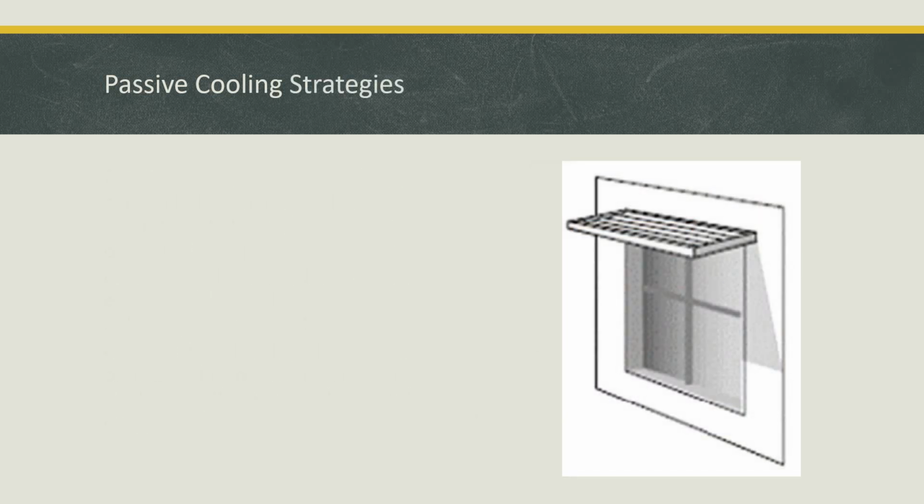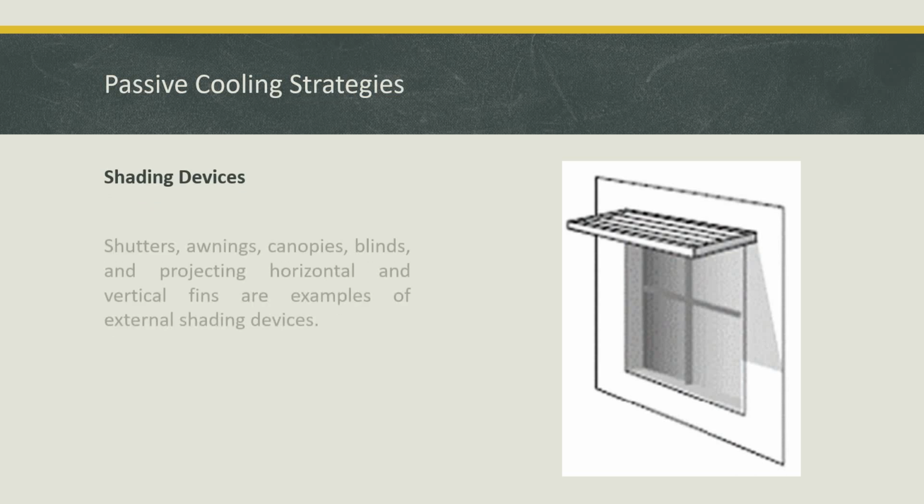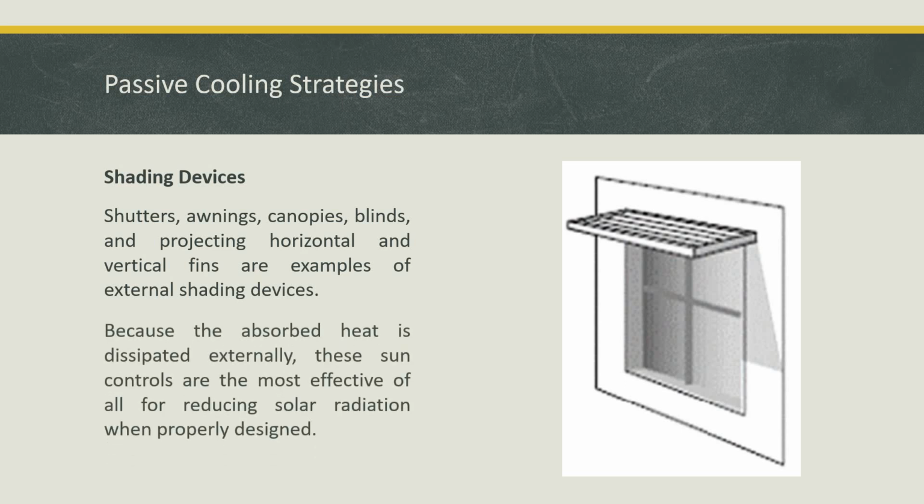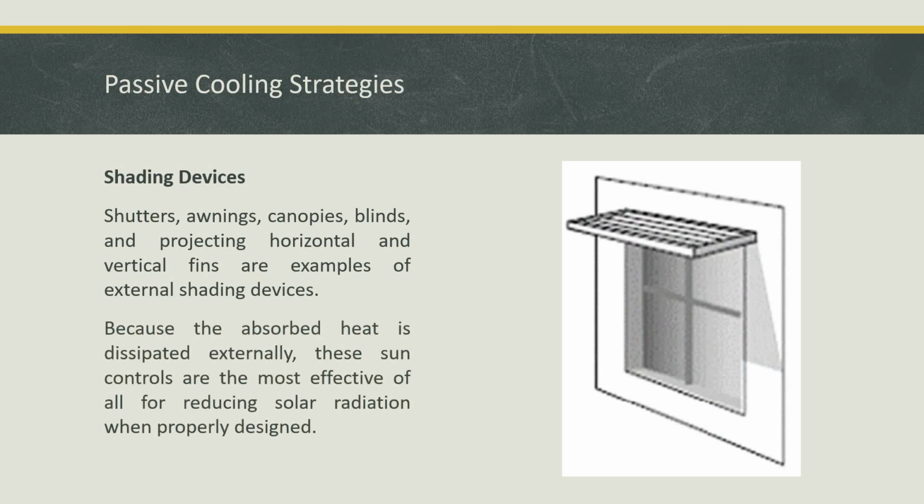Passive cooling strategies. Shading devices. Shutters, awnings, canopies, blinds, and projecting horizontal and vertical panes are examples of external shading devices. Because the absorbed heat is dissipated externally, these sun controls are the most effective for reducing solar radiation when properly designed.